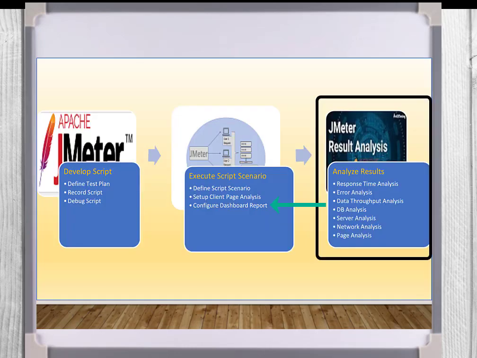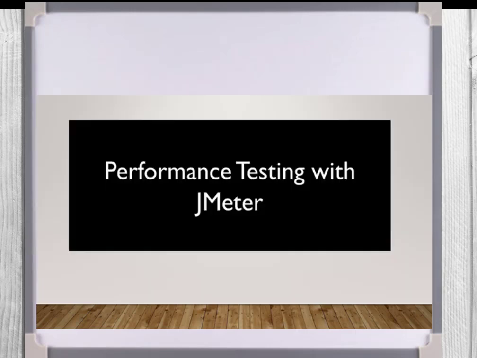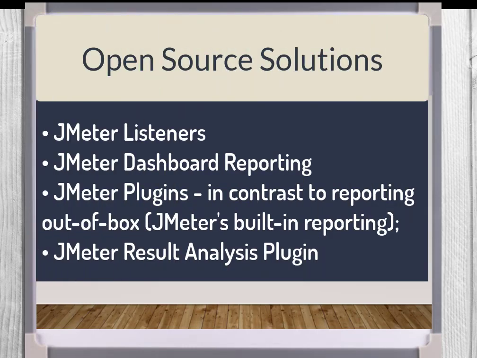In this section, we are covering the analysis portion of the JMeter Performance Test Strategy. There are several solutions for analyzing JMeter test results. One common area of solutions are open source solutions like JMeter Listeners, JMeter Dashboard Reporting, JMeter Plugins, and JMeter Result and Analysis plugin. Sorry about that.